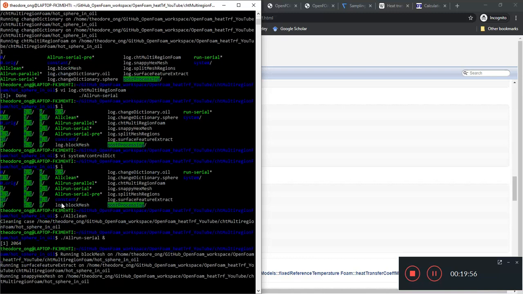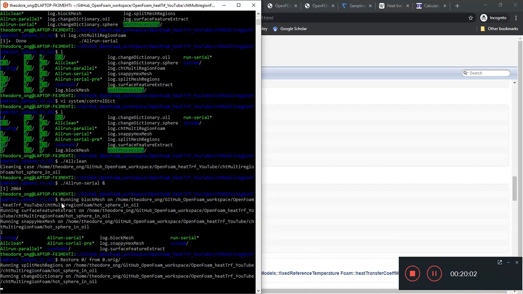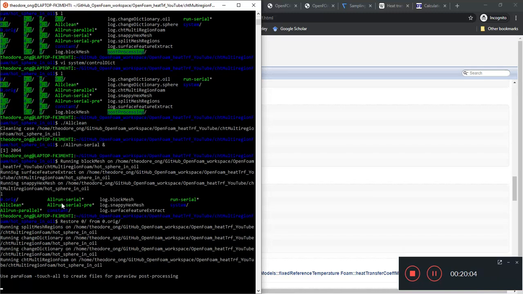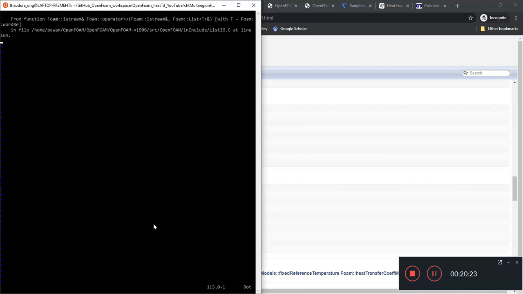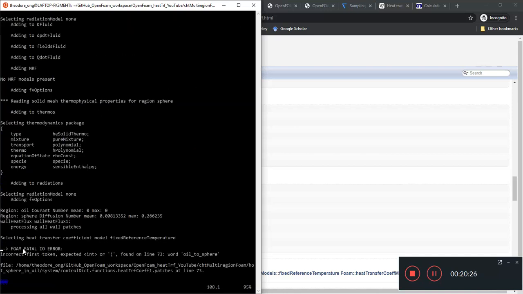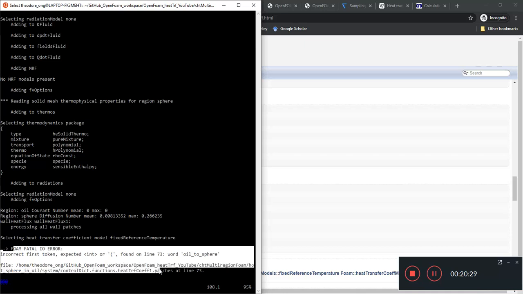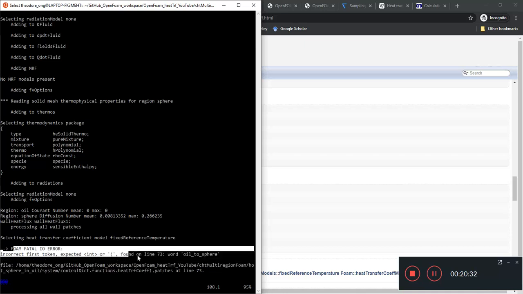Okay, so hopefully this time this thing will work a little better. Okay, so looks like okay. Usually we have this paraFoam touch all for post processing, meaning the thing has ended. So it looks like chtMultiRegionFoam has some problems. Okay, let's take a look at the log. The log says foam fatal error, incorrect first token. We expect an integer, found on the word oil to sphere.